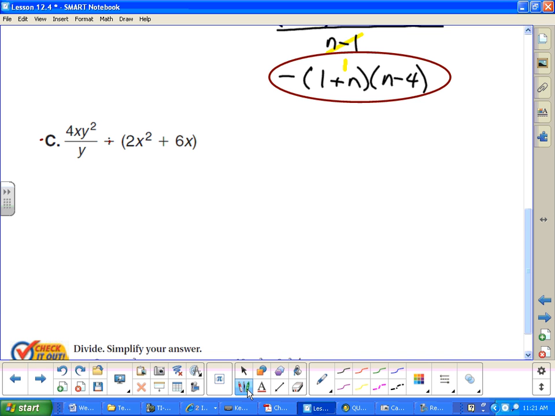Okay. So here we have 4xy squared over y divided by the quantity 2x squared plus 6x. So is this 2x squared plus 6x in the numerator, the denominator, both, neither? It's in the numerator, right? It's over 1. So that means then when I copy, change, and flip, I have a 1 in the numerator, and 2x squared plus 6x is in the denominator.